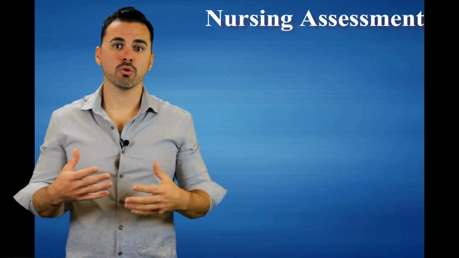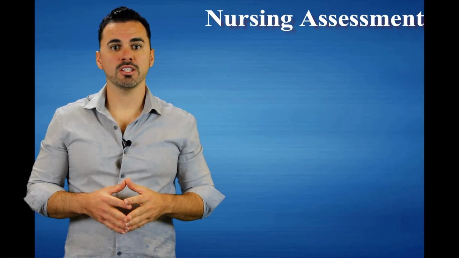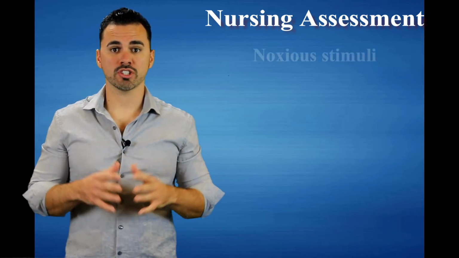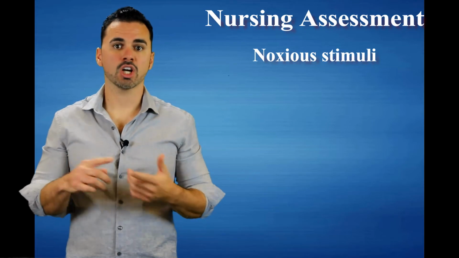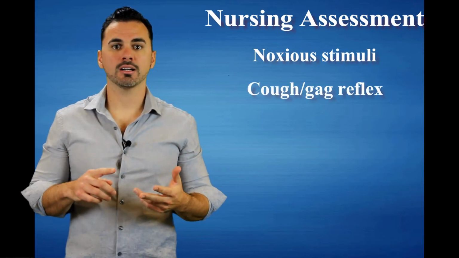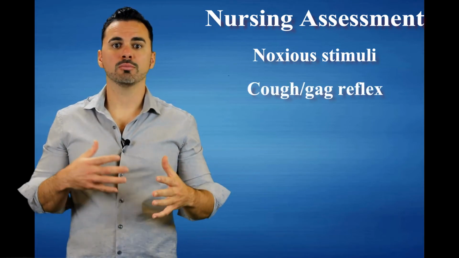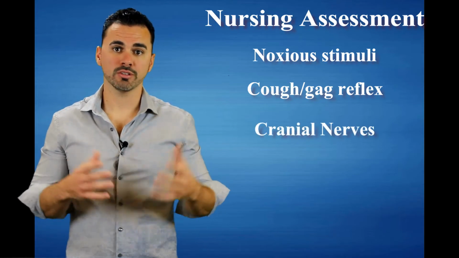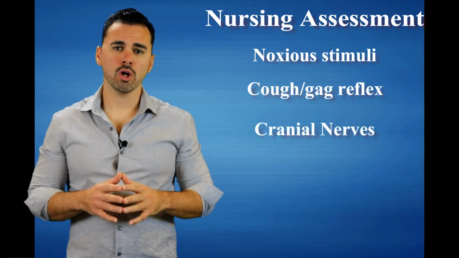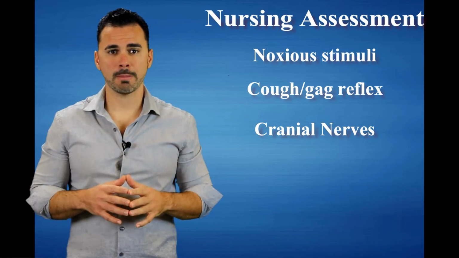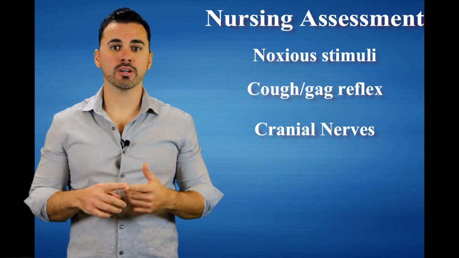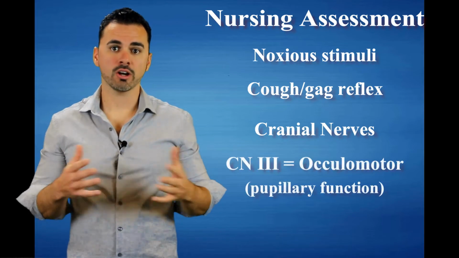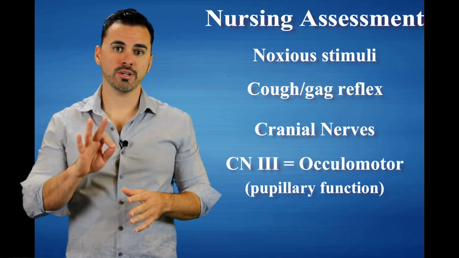You're also going to look for sensory function, any sort of patient responses to noxious stimuli. These can be any sort of the reflexes, cough, gag, corneal reflexes. You also want to look at the cranial nerve assessment. Now, you don't need to know all 12 cranial nerves for the exam. You just need to know which cranial nerve is going to be responsible for pupillary function. And this is going to be the oculomotor nerve, which is cranial nerve 3.